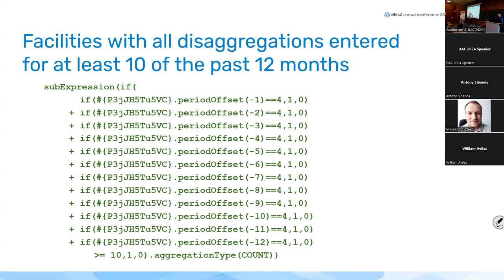Again, if you wanted to put a disaggregation here and look for specific things, your formula can be as simple or as complicated as you want. And you can decide what things you're looking for: data element completeness, how many cases have been in the last 12 months, how many things you're looking for in each month. That's all up to you. Another question.